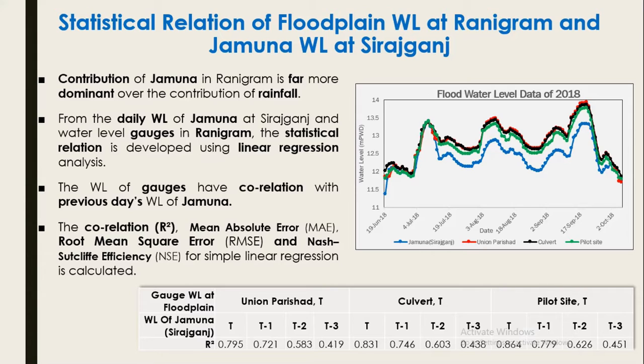From the table, we can see that the water level at gauges has some correlation with the previous day's water level of Jamuna. And here the correlation R square, mean absolute error, root mean square error, and Nash-Sutcliffe efficiency for simple regression is calculated.